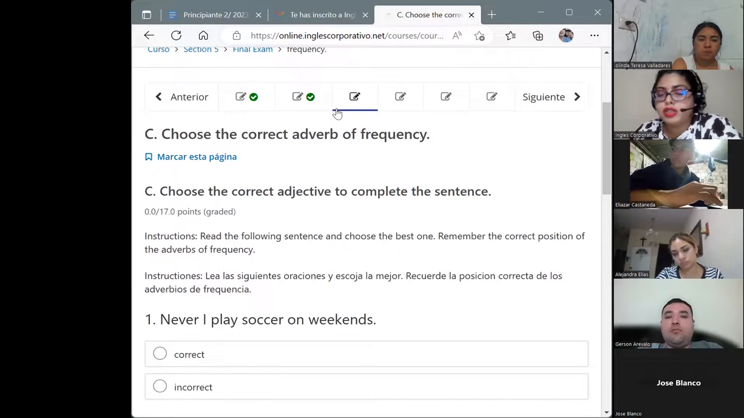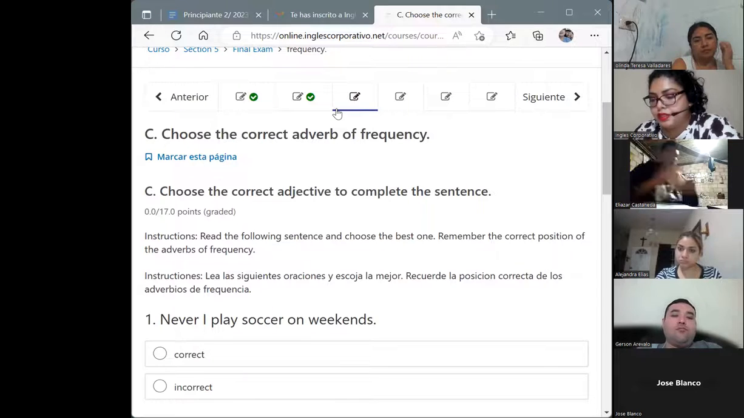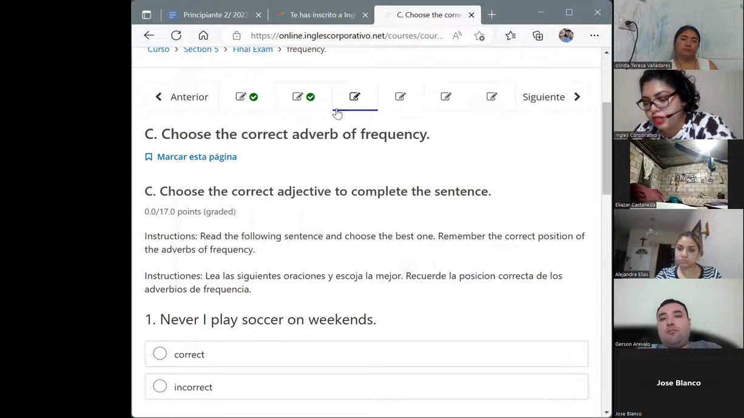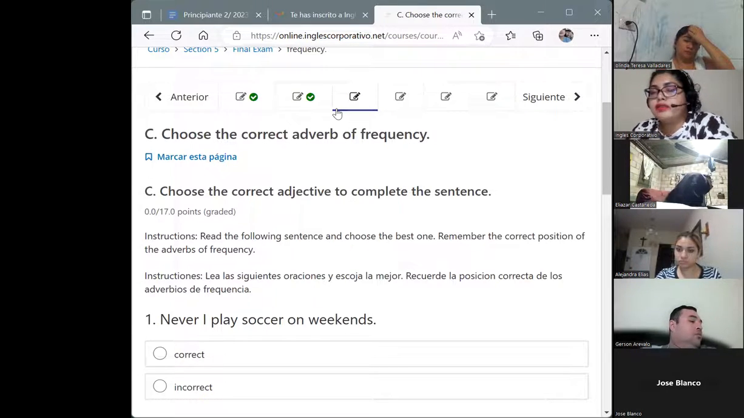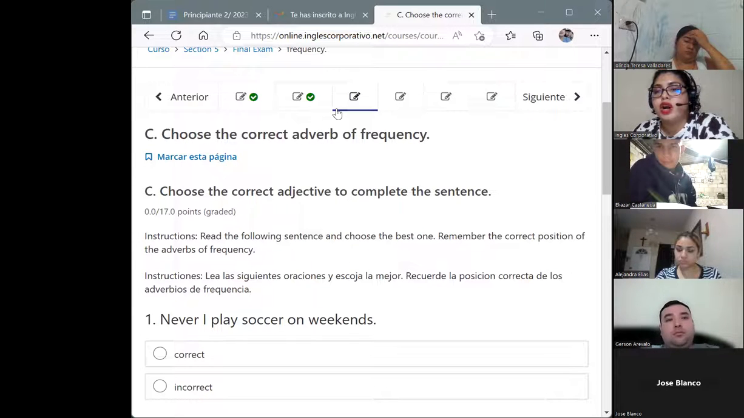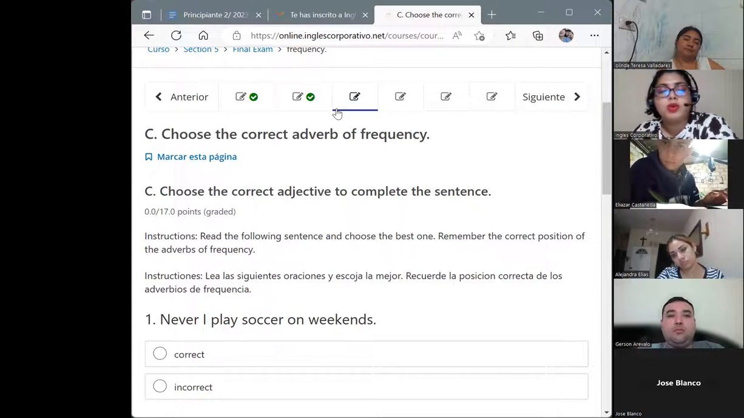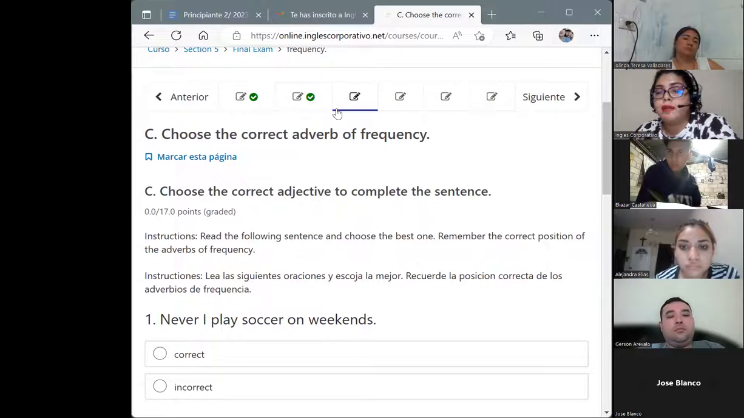Next one. Choose the correct adverb of frequency. Son adverbios de frecuencia. We already talked about this topic. We have a table in which we have the percentage of the word that represent how many times do we perform an action. Tenemos un cuadro en el documento en el que tiene unos porcentajes que nos ayudan a saber con qué frecuencia nosotros realizamos una acción. Comenzaba del 100% hasta el cero. So we're going to put into practice that information here in this part.